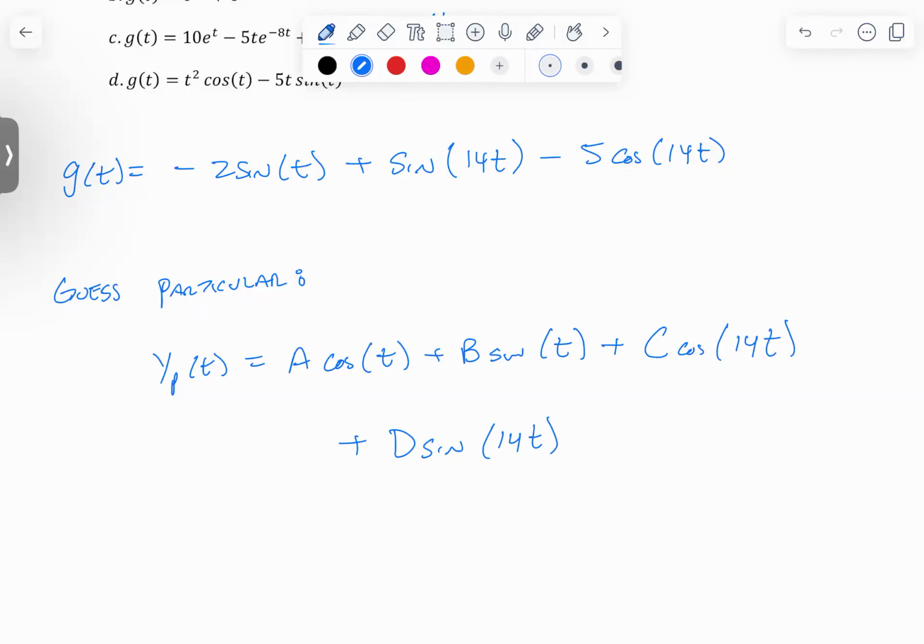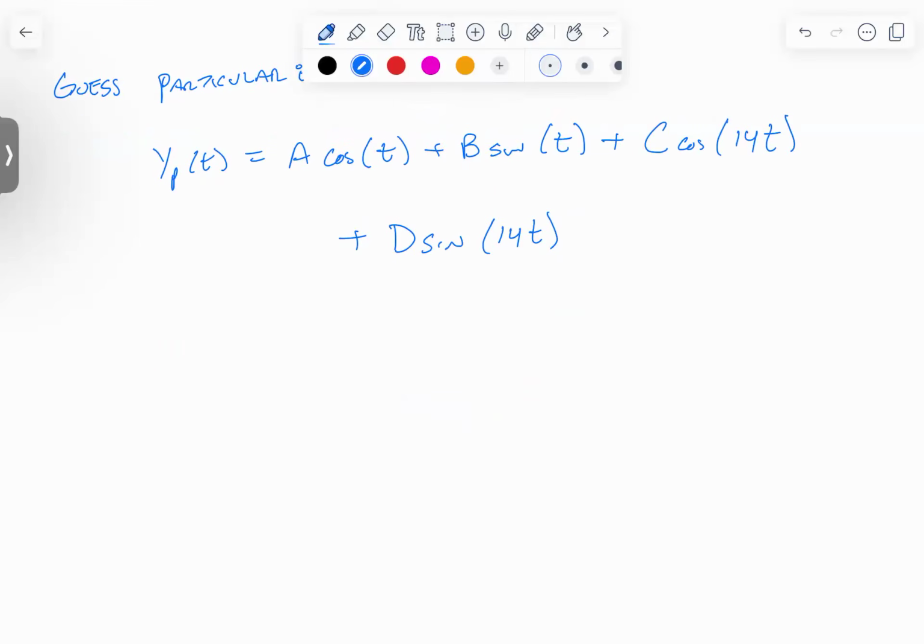There's no additional polynomial or exponents mixed in here. So our guess can just be straightforward. We have sines and cosines. Are you guys okay with the guess? Because this is where all the thought is going to come in.